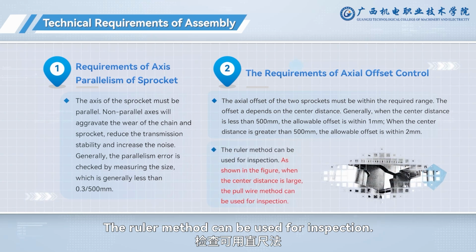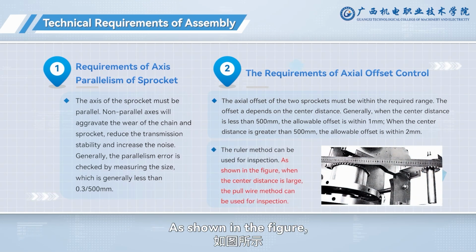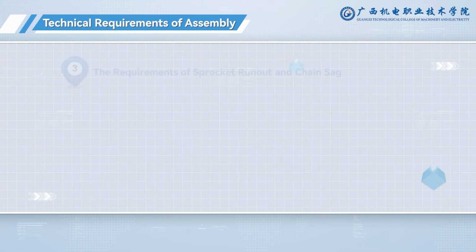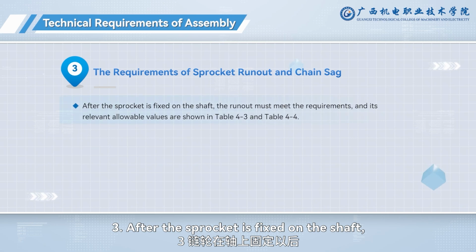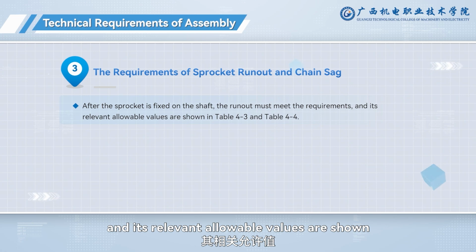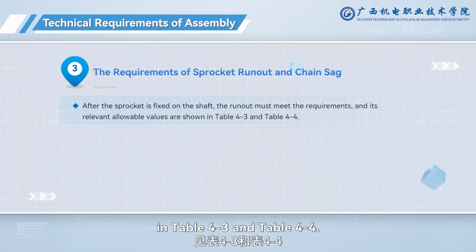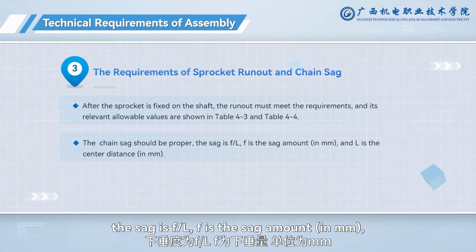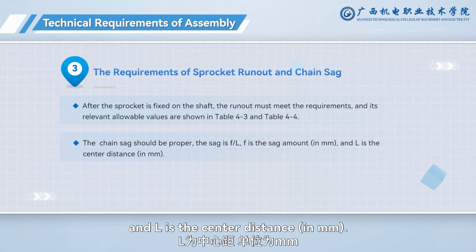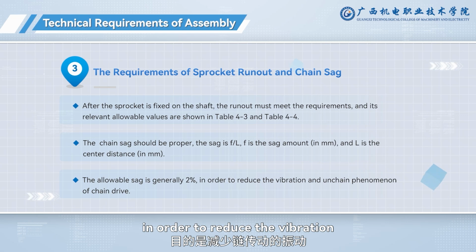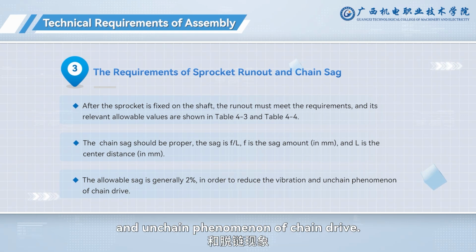The ruler method can be used for inspection. As shown in the figure, when the center distance is large, the pull wire method can be used for inspection. 3. After the sprocket is fixed on the shaft, the runout must meet the requirements, and its relevant allowable values are shown in Table 4.3 and Table 4.4. The chain sag should be proper. The sag is F/L. F is the sag amount, in millimeters, and L is the center distance, in millimeters. The allowable sag is generally 2%, in order to reduce the vibration and unchain phenomenon of chain drive.